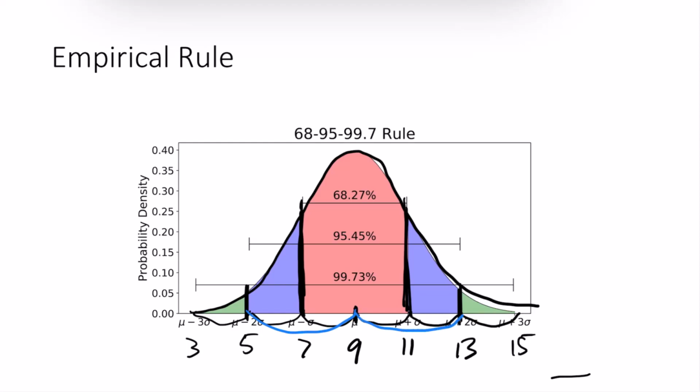And then the last thing that the empirical rule tells me is if I go 3 standard deviations away from the mean, then 99.7% of my data points will be within that range.